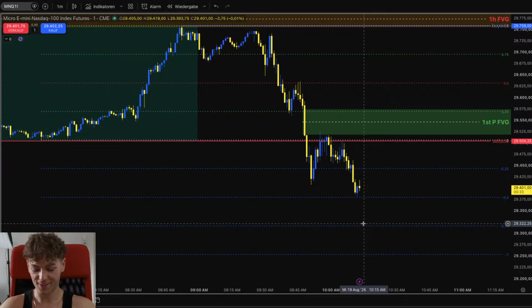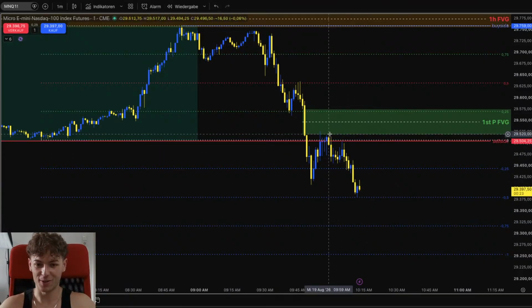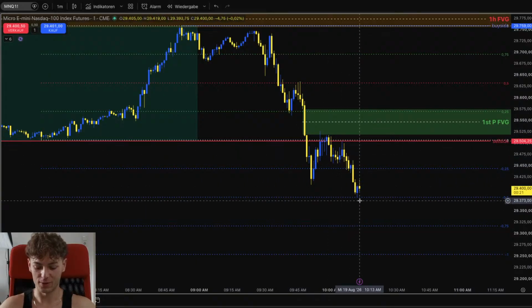Bro, one of my Discord members just took a trade in his car on his phone, and he took the short from here lower.